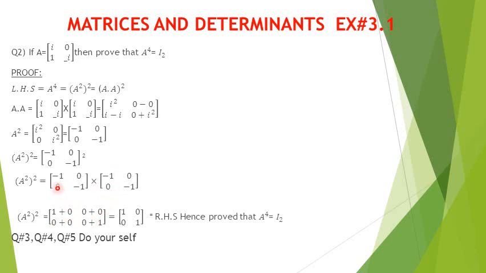Then 0 plus 0 is 0, and minus 1 plus 1 is 0. 1 plus 0 is 1, 0 plus 0 is 0, 0 plus 0 is 0, 0 plus 1 is 1. So you can see that this is I2, that is the identity matrix of order 2, and that is the right hand side. I have proved it. So question number 3, question number 4, question number 5 you have to do yourself, and you can take help from question number 2.